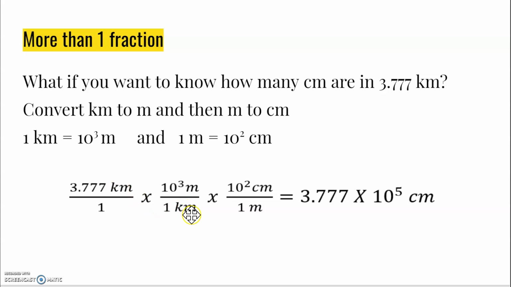So I want to cancel out the kilometers. So from this fraction, I put the 1 kilometer on the bottom and then 10 to the third meters on the top. And for this equivalence, I put 10 to the second centimeters on the top and 1 meter on the bottom. So the meters cancel. So here the kilometers cancel, here the meters cancel, and I'm left with centimeters.